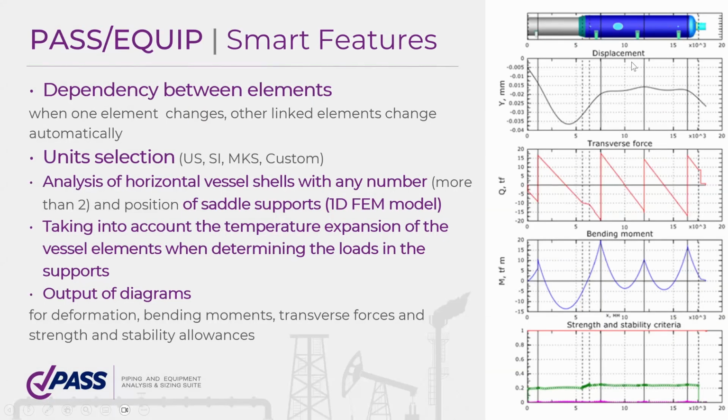And we also have dependency between elements. What it means is that if an element is connected, the program follows it up. And if you change some parameters, diameter, for example, of a shell, it automatically will change the diameter of connected heads. You can select different units, metric, imperial, or your custom units, and customize them. And you can have some non-standard things like a horizontal vessel on more than two saddle supports, for example, like this one. And here we're using some 1D model, some beam model with beams of changing cross-section properties, and we can calculate all forces, moments, and open them and put them into this kind of diagrams.